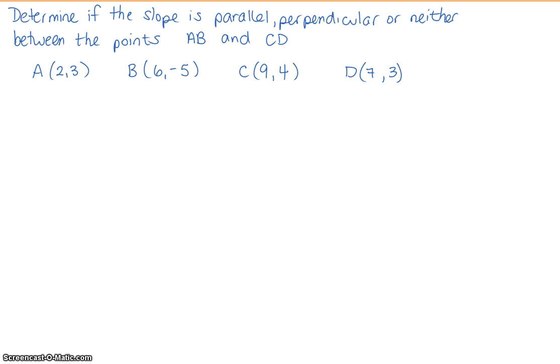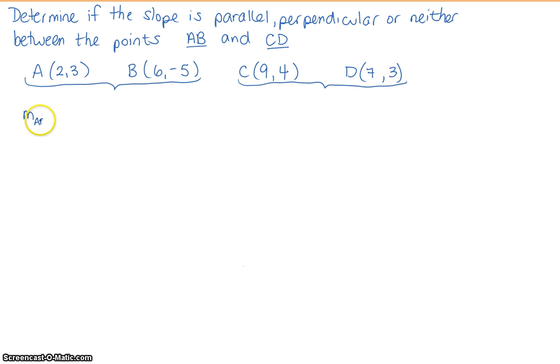So now we're given a problem where we're trying to find the slope between two sets of points. So we're looking at the points AB and CD, and they give you the coordinate points here. There's AB, there's CD. Now we have to determine whether it's parallel, perpendicular, or neither. If the two slopes are the same, then it's parallel. If the two slopes are negative reciprocals of each other, then they're perpendicular. If they fall into neither of those cases, then it is neither. So we do need to figure out our slopes.